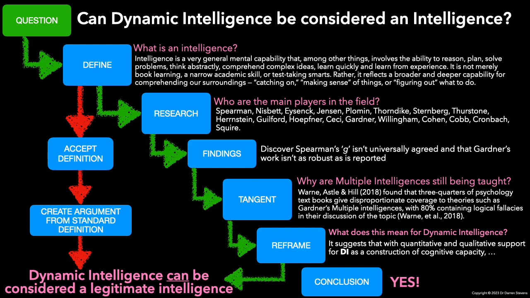And to go further, Warren, Castle and Hill found that in 2018, three quarters of psychology textbooks give disproportionate coverage to theories such as Gardner's multiple intelligences, with 80% containing logical fallacies in their discussion of the topic. This led me to the conclusion that there is no basis for their ideas beyond what everyone repeats, and thus if I want to create a new intelligence, I can. I just have to ensure that I have more supporting evidence than they did. And dynamic intelligence, as a label for our levels of self-awareness, was born.